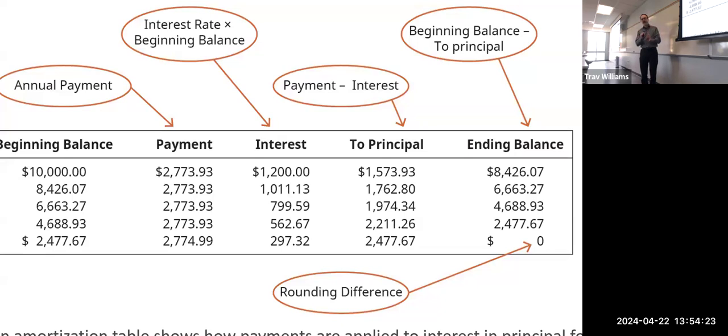And the way it should work, if the loan is properly amortized after the number of years of payments that were agreed upon, there's a zero balance.